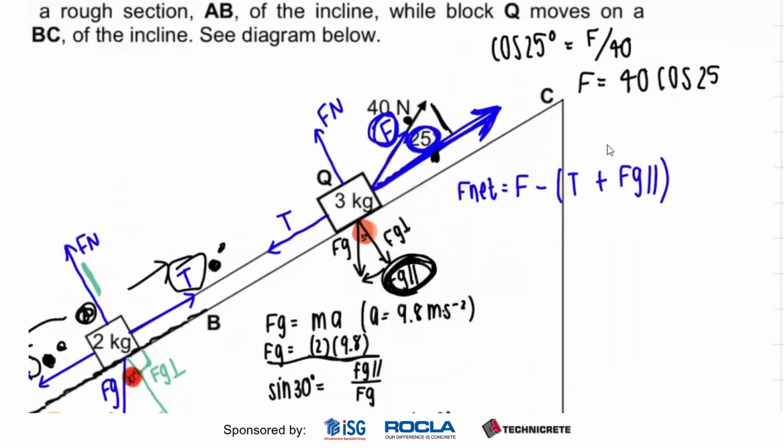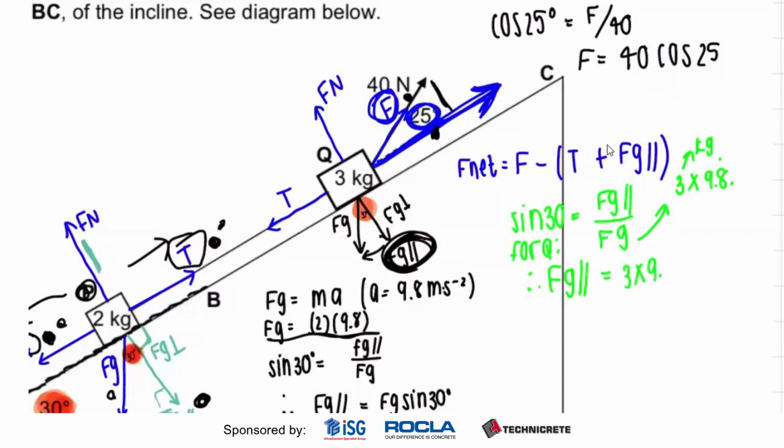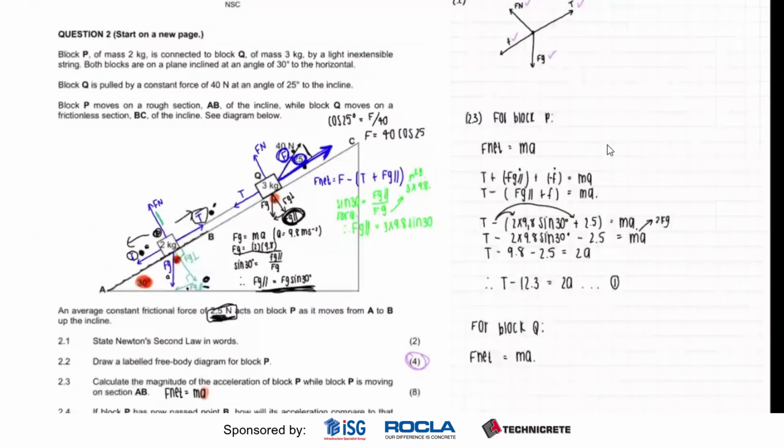We are going to say sine 30. Let me write it down here in a different color. Sine 30 is equal to FG parallel over FG. Therefore, our FG here is now 3 times 9.8 because it's 3 kilograms, this block. So now our new FG parallel for block Q is 3 times 9.8 sine 30. Okay, now we can go and work this out nicely like we did before.